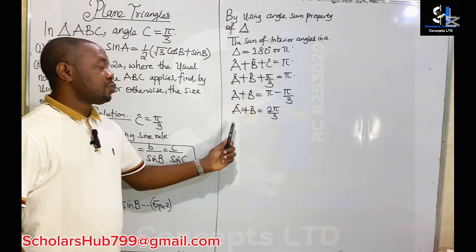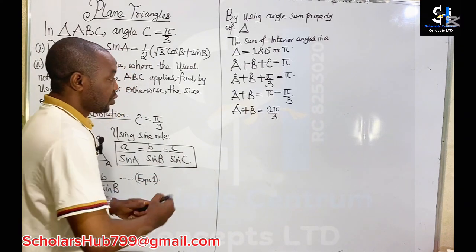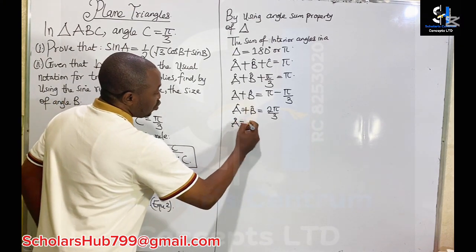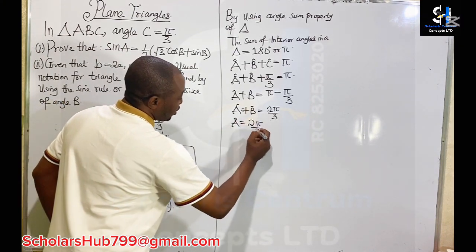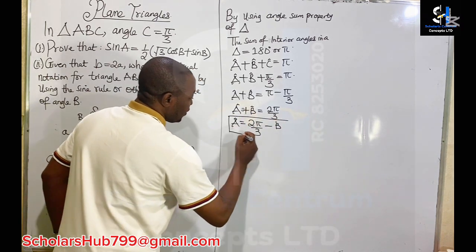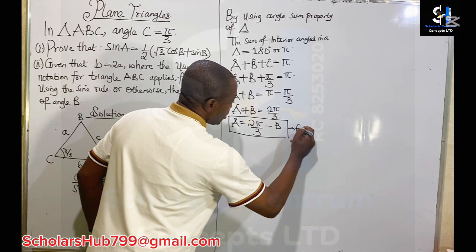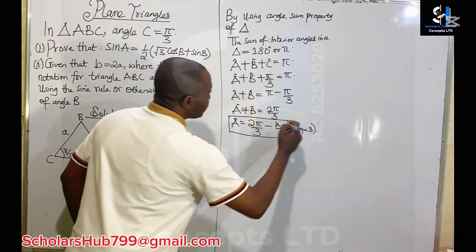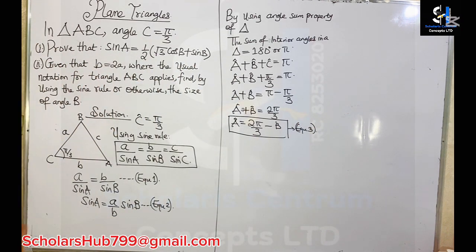Now I'm going to express A in terms of B from here, so that angle A will be equal to 2 pi over 3 minus B. Okay, so this is very important. So we can say this is equation 3. That's equation 3.